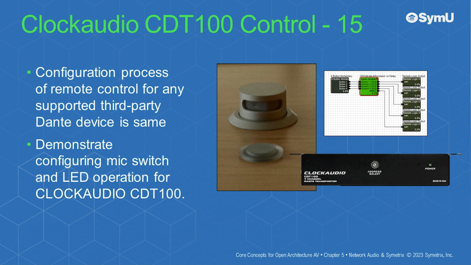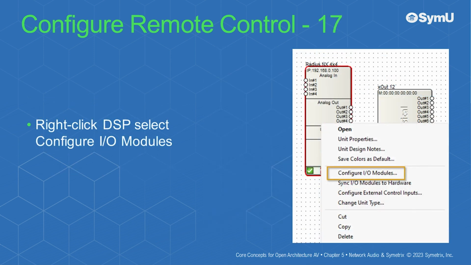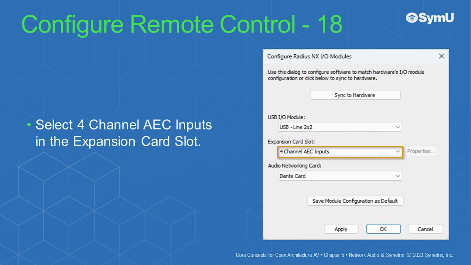In this example, we demonstrate configuring a mic switch and LED operation for the CDT100 MK2. First, add a DSP and CDT100 MK2 from the toolkit to the Site View page if not already present. Right-click the DSP and select Configure I/O Modules. Select 4-channel AEC inputs in the expansion card slot. Click OK to confirm, then double-click the DSP to open the Design View page.